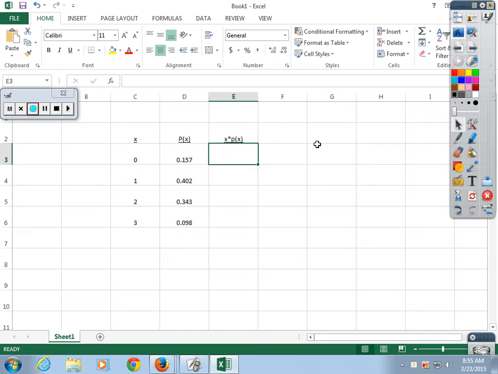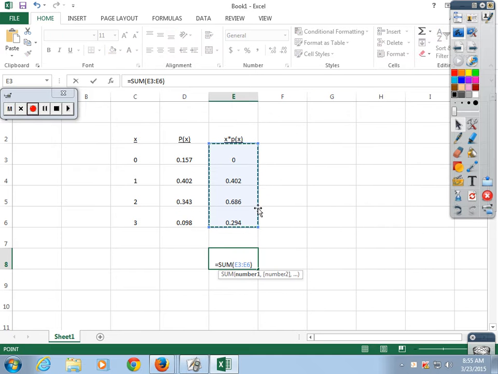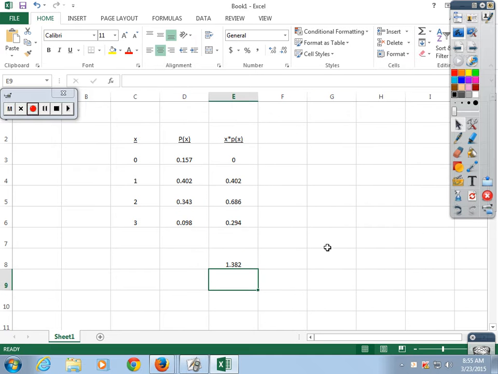I'll do the first one for you, 0. Take that and multiply that times p of x. And then what do you do to find the mean? Add those up. And that is your mean. Now that's pretty simple.